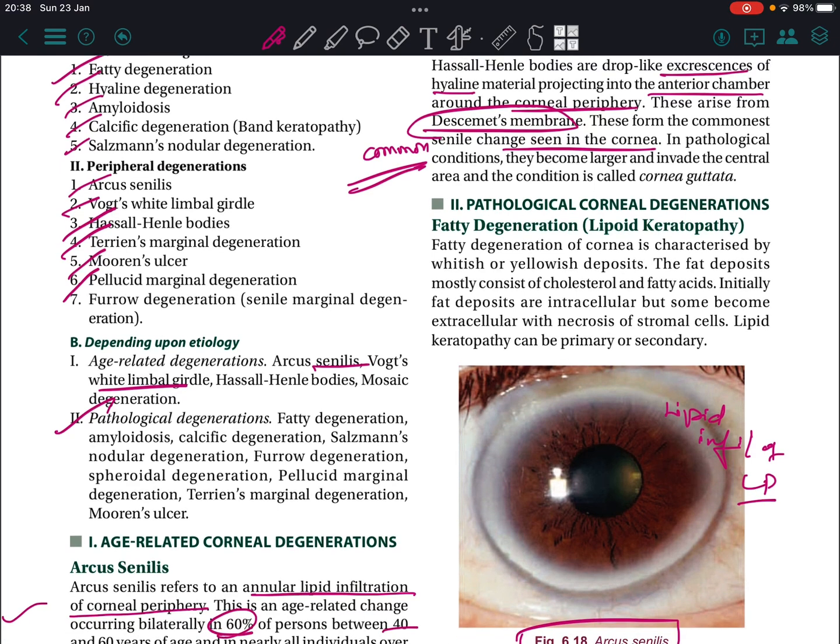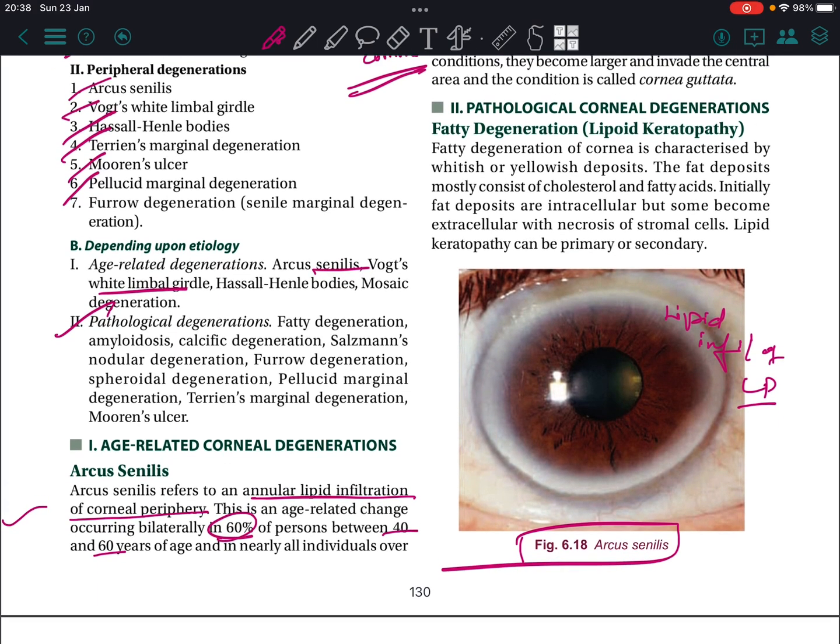In the pathological condition, they become larger and invade the central area, and the condition is called cornea guttata. Pathological corneal degeneration, fatty degeneration, lipoid keratopathy. Fat deposits mostly consist of cholesterol and fatty acids.